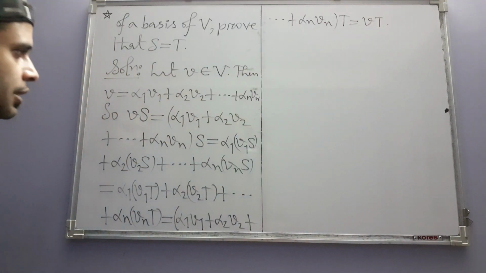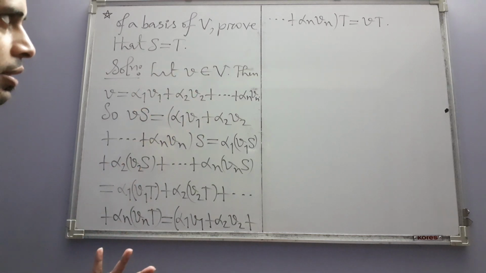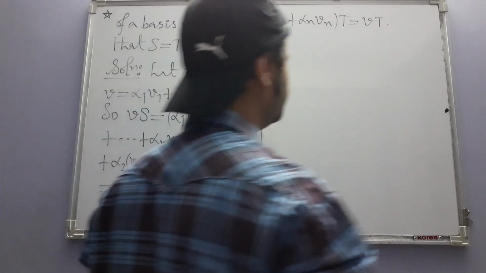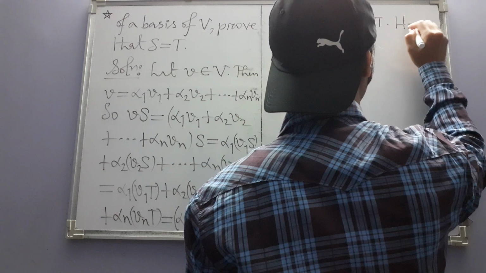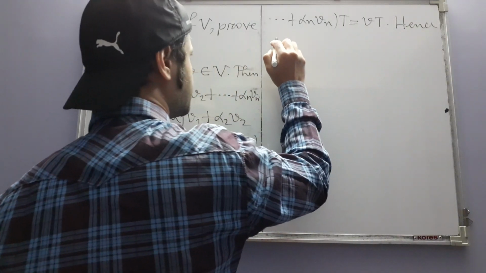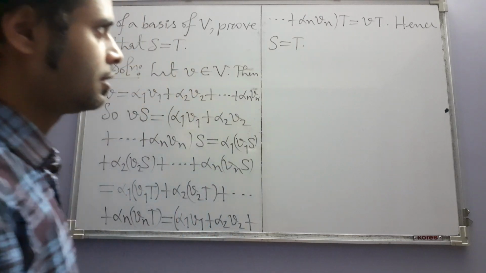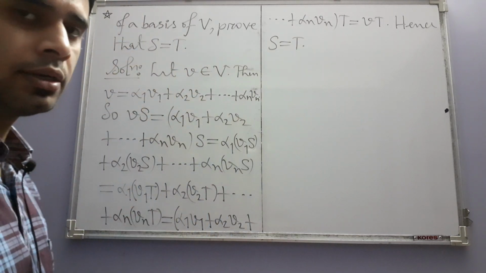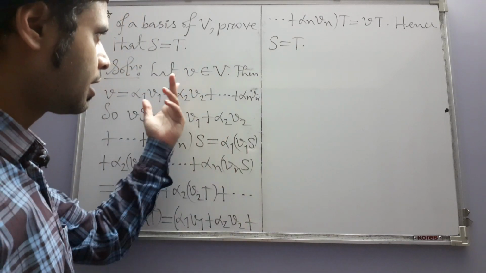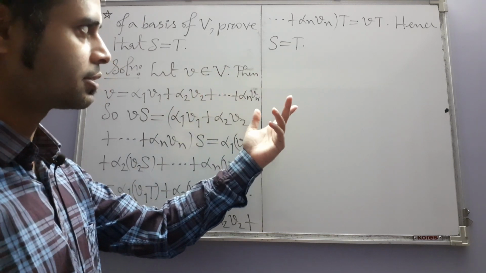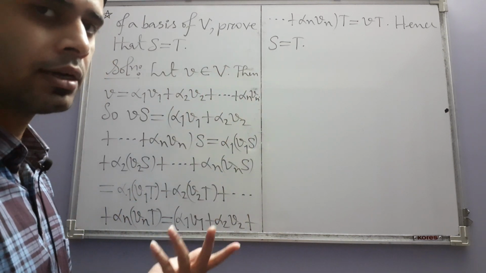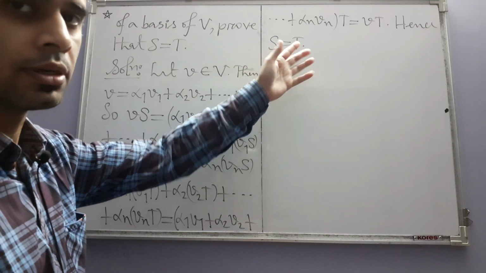So that's how VS is equal to VT, but V was chosen to be an arbitrary element of our space V, hence S is equal to T. To emphasize the fact that V is arbitrary, you can explicitly write, since V is an arbitrary element of capital V, that's why S and T are identical as functions, or S is equal to T.